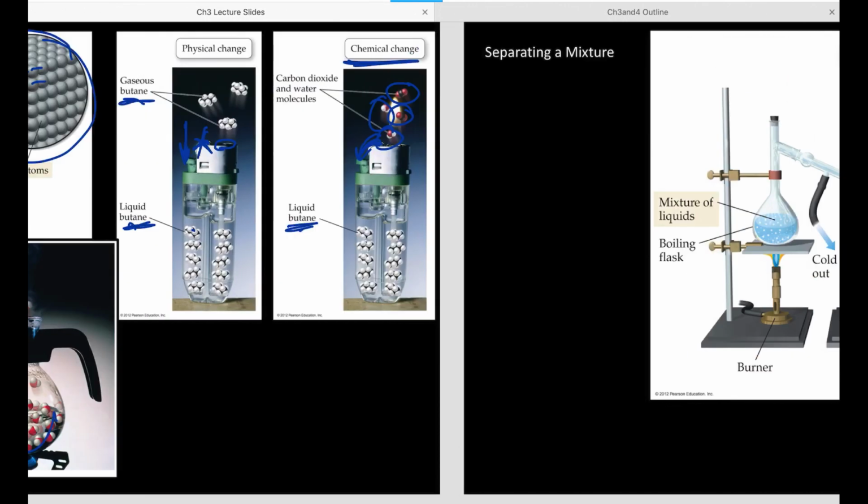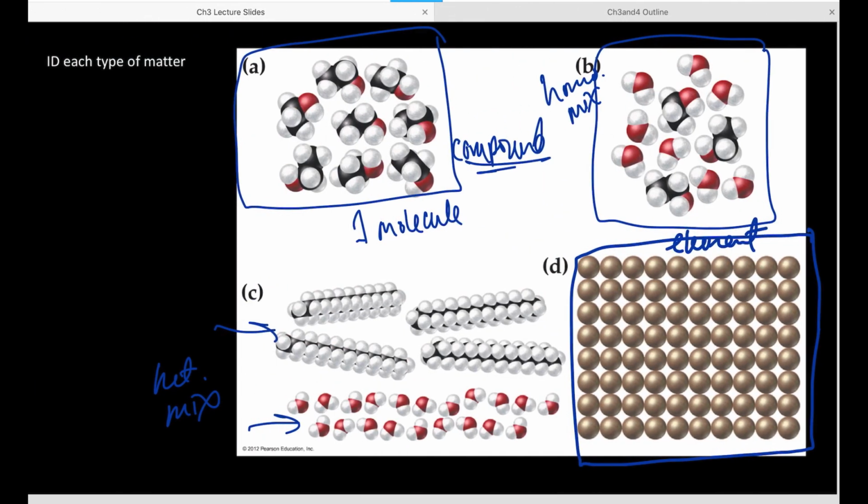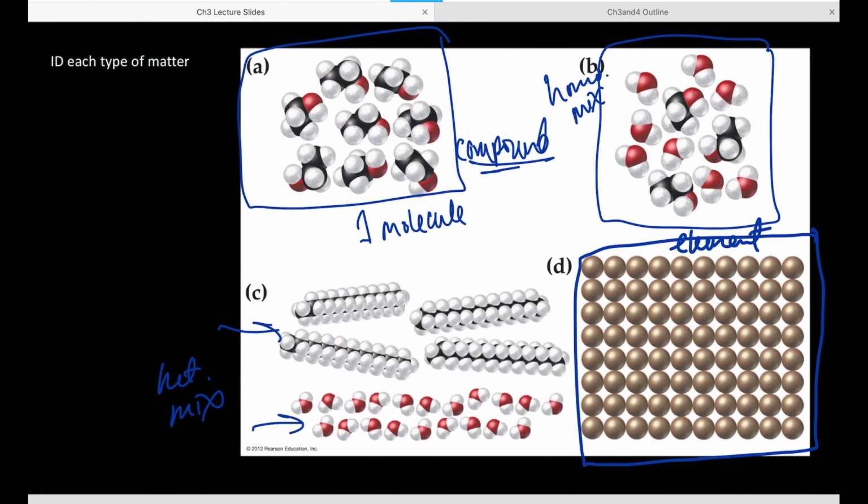Now, important to note, when we're talking about something that is a pure substance, so either this or this, an element cannot be separated into any smaller parts, that's the definition of an element. A molecule, though, would have to undergo some type of chemical reaction to break apart the atoms that make it up.